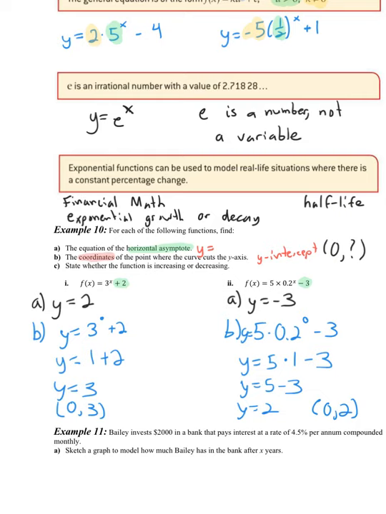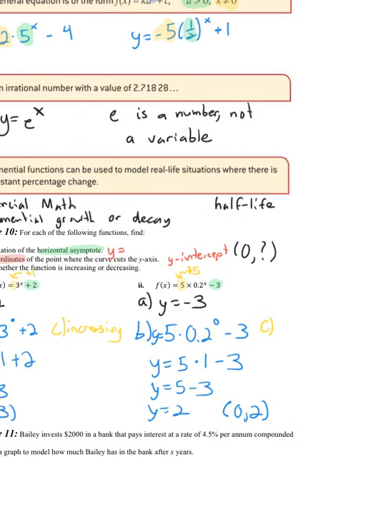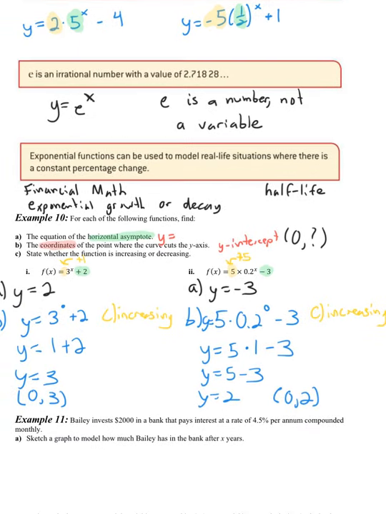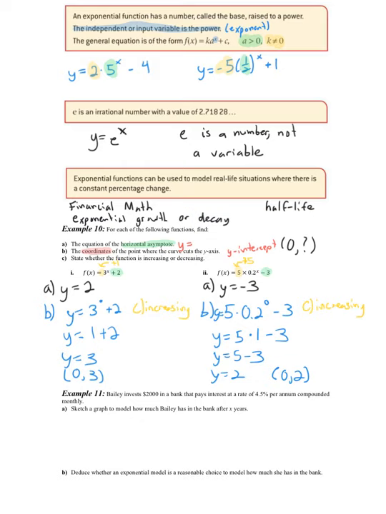Last part, part C, are the functions increasing or decreasing? To find that out, we got to look at the leading coefficient, so the number in front here. So in this example, it's a positive 1, and in this example, it's a positive 5. That means it's going to be increasing. If you're not sure, you can always graph it on Desmos. That's always a safe bet to do. But in these examples, it's going to be increasing. All right, positive number means it's increasing, a negative number means it's decreasing. All right.